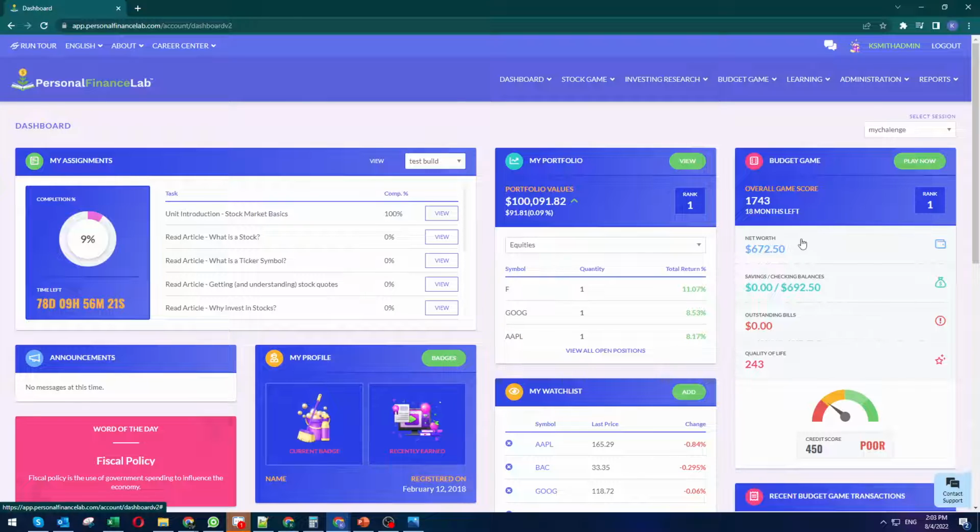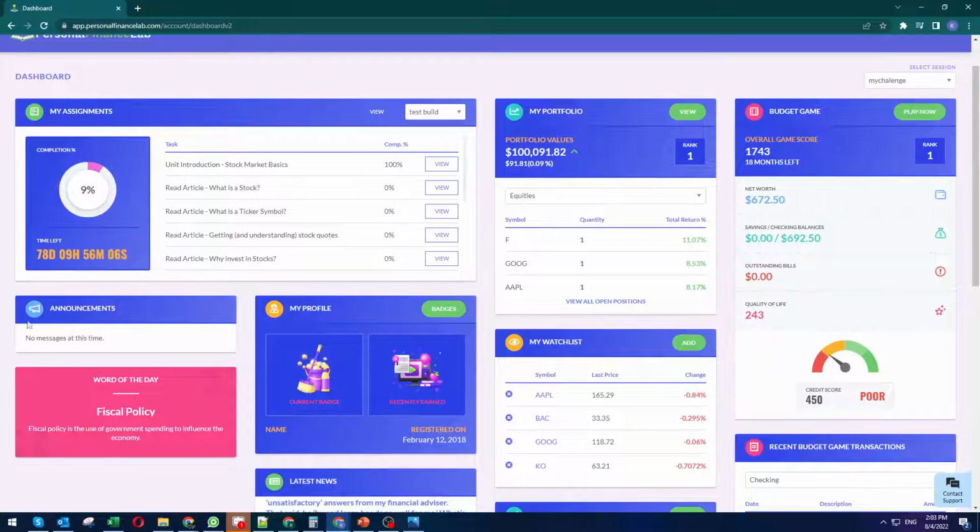I'll go through that in a little more detail in a minute, but you can see I have my overall game score, how much time I have left, again my class rank, my net worth in the game, my banking balances, and all that other stuff. As I go down the page, I have some more information that helps me get familiar with using the platform. Announcements might be messages my teacher sent to me. Currently I don't have any.